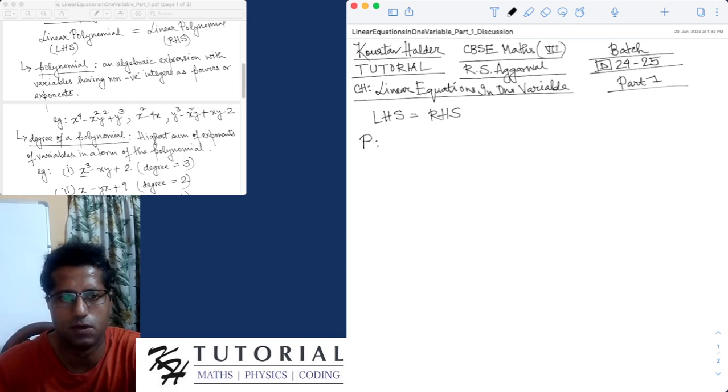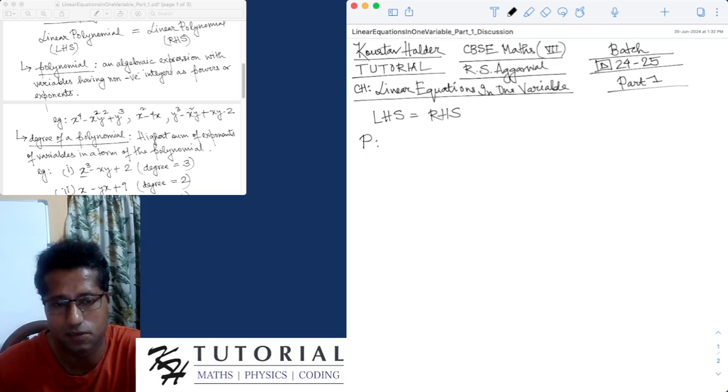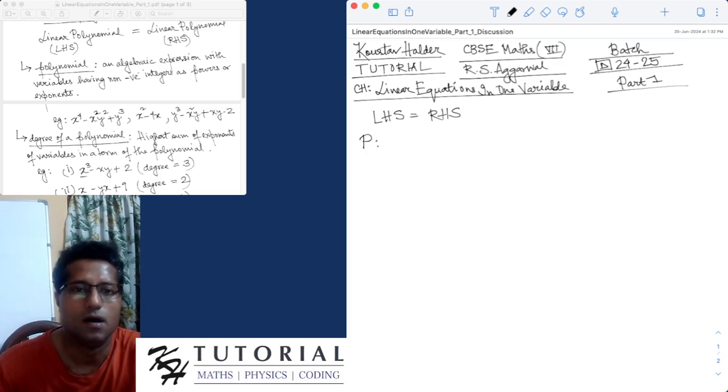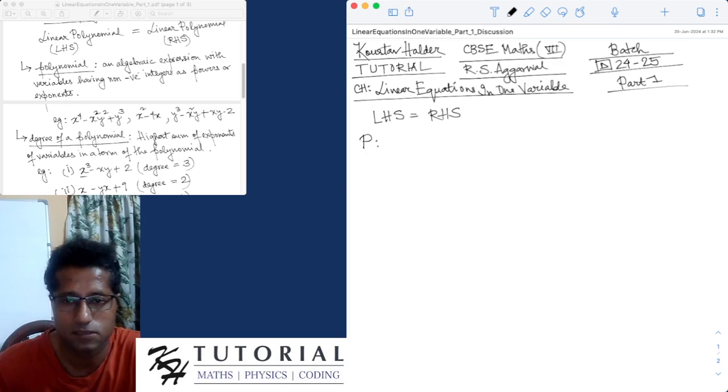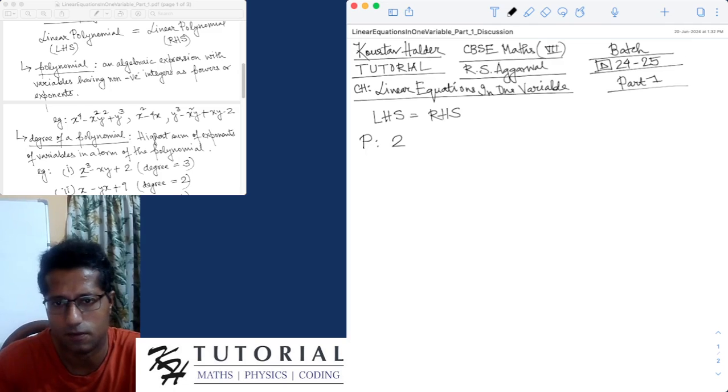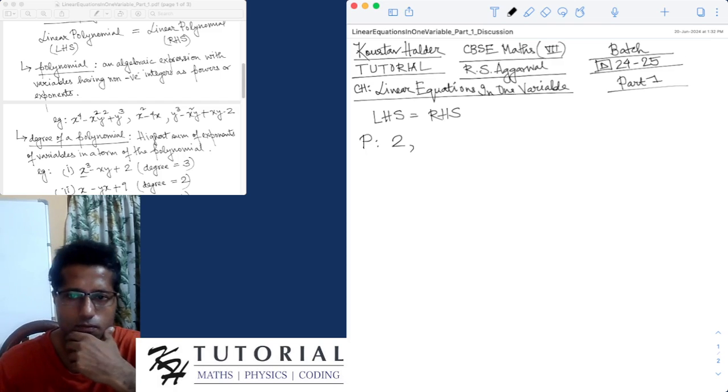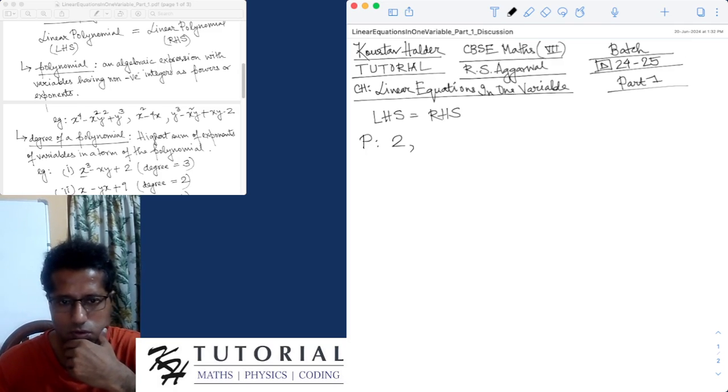So a polynomial could be any algebraic expression. It can have any number of variables, but all the variables should have non-negative integers as powers. So this is a polynomial. I am just giving an example. 2 is a polynomial. How come 2 is a polynomial? We can say that 2 is nothing but 2 into x to the power 0, and x to the power 0 is valid because its power is 0.